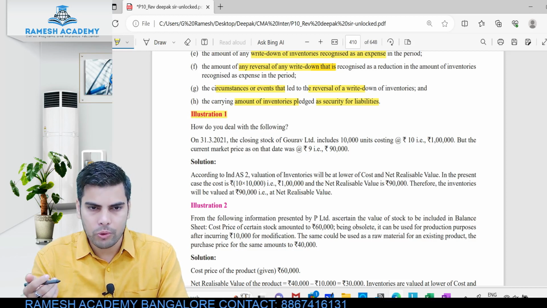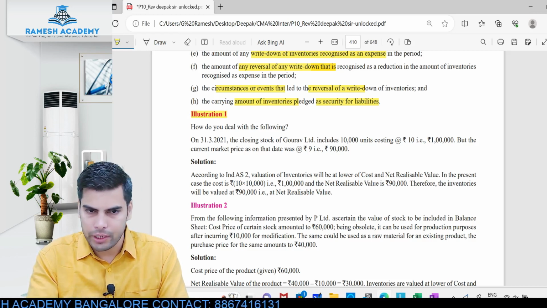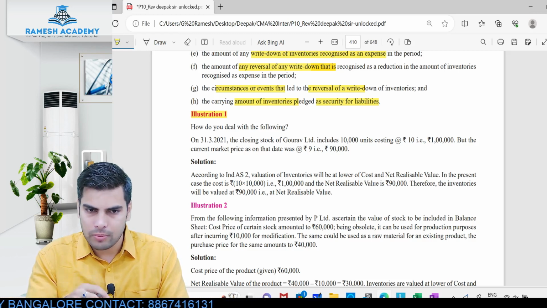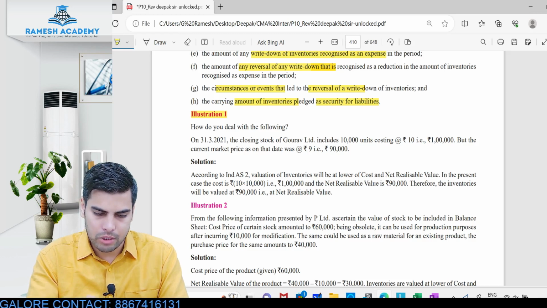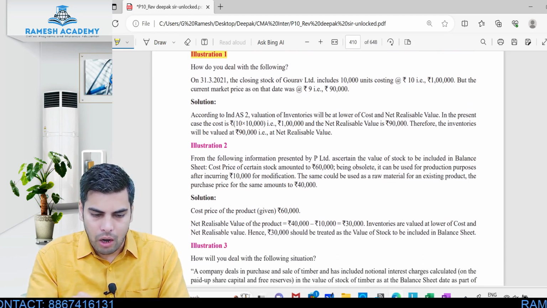As I already told you earlier, one question will definitely come from this particular Indian Accounting Standard 2. Okay, so let's look into this. 90% possibility they'll be asking a practical question from this standard. Let's look into this. So how do you deal with the following?